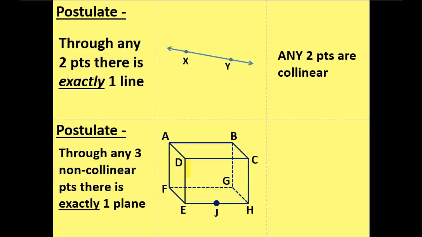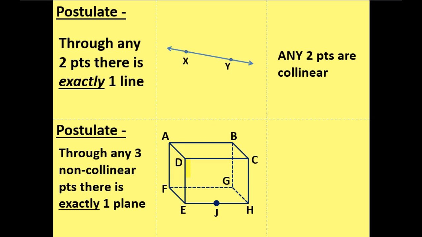All right, so look at points E, J, and H. Are points E, J, and H coplanar? It's a yes or no question. Are points E, J, and H coplanar? What does coplanar mean? On the same plane, right? So are points E, J, and H on the same plane? Yes. So are points E, J, and H coplanar?